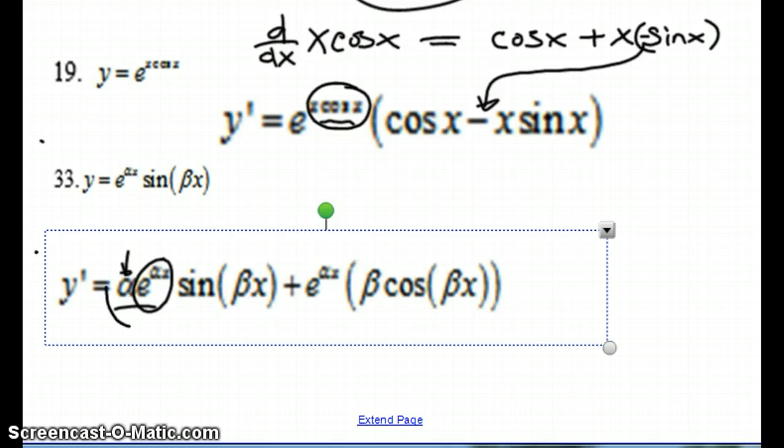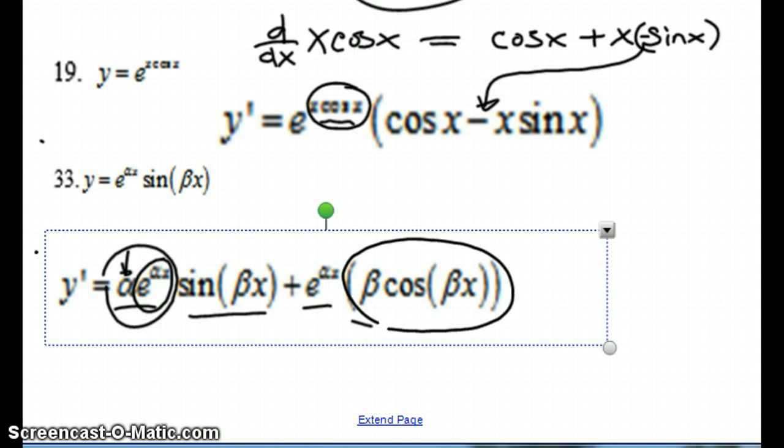So here's derivative of the first times last. And then of course I have first times the derivative of the last. Again, sine's derivative is cosine, but the derivative of beta x is beta. This too does not need to be simplified further.